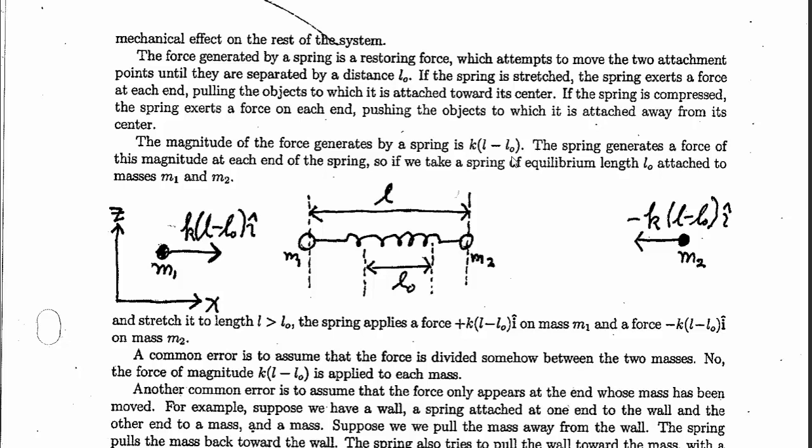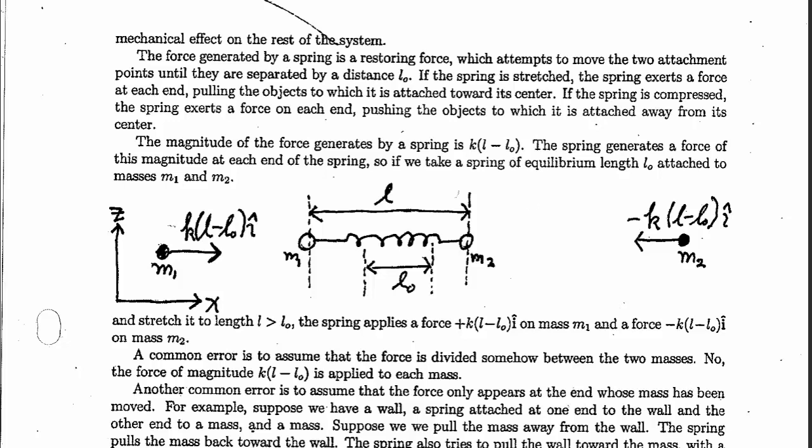Somehow people get the idea that force is divided between the two ends of the spring, so you pick up a factor of a half because the force has been divided. No, that's not what happens. The K(L minus L0) is the force generated by each end of the spring. Of course, that's the magnitude. The two forces point in opposite directions, but the force is K times the change in the length of the spring, not K over 2 times the length of the spring.